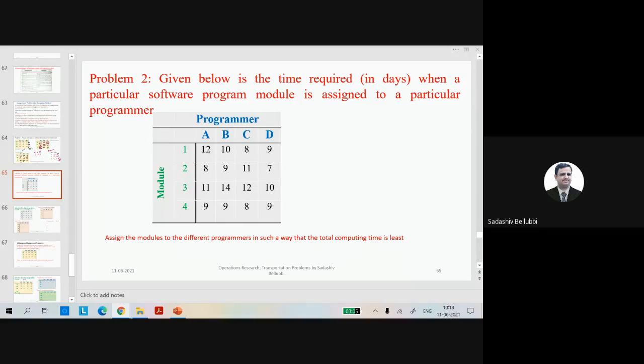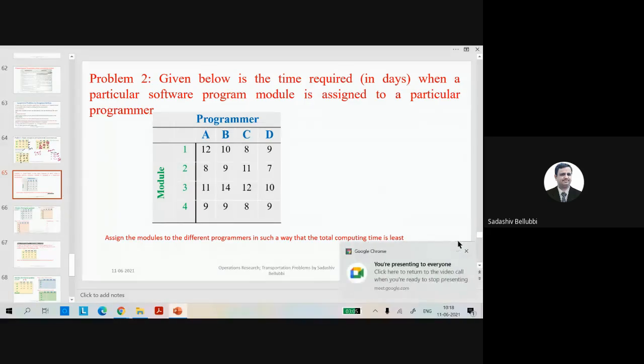After that, they are given the question: assign the models to the different programmers in such a way that the total computing time is least. So by seeing the last statement, we can conclude that this is a minimization problem, where the time is least, which is what they have asked. So that's why this is a minimization matrix.